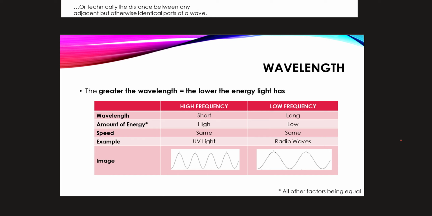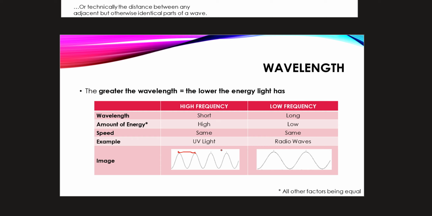So let's go a little bit more into detail of what wavelengths are. The greater the wavelength, the lower the energy light has, right? If we were to look at a high frequency wave, the wavelength would be quite short. So if we were to look from this crest to this crest and make a line in between to signify the wavelength, a shorter wavelength would have a higher amount of energy, the same speed, and this would be an example of a UV light EM wave.